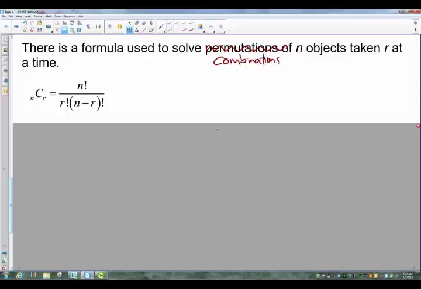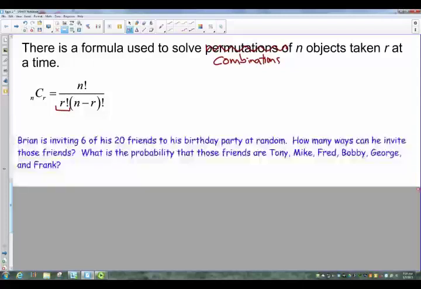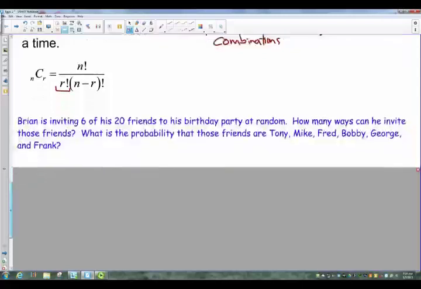So there's a formula used to solve combinations of n objects taken r at a time, and it's this formula here. nCr equals n factorial over r factorial times n minus r factorial. So it's pretty similar, except we just add this additional r factorial in there. And what that does is it accommodates for the repetition of groupings. Okay? So let's see when this is important.